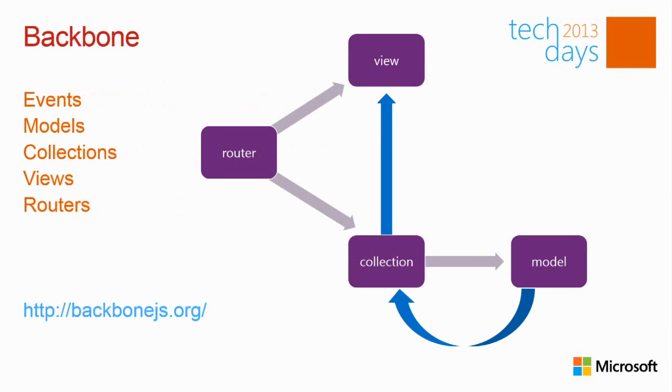Okay, so this is what we've come for. Backbone provides us with this design pattern, and it contains routers, models, collections, views, and events. Everything that we're kind of used to when we work in a XAML-based world, when we start looking at things like MVVM.